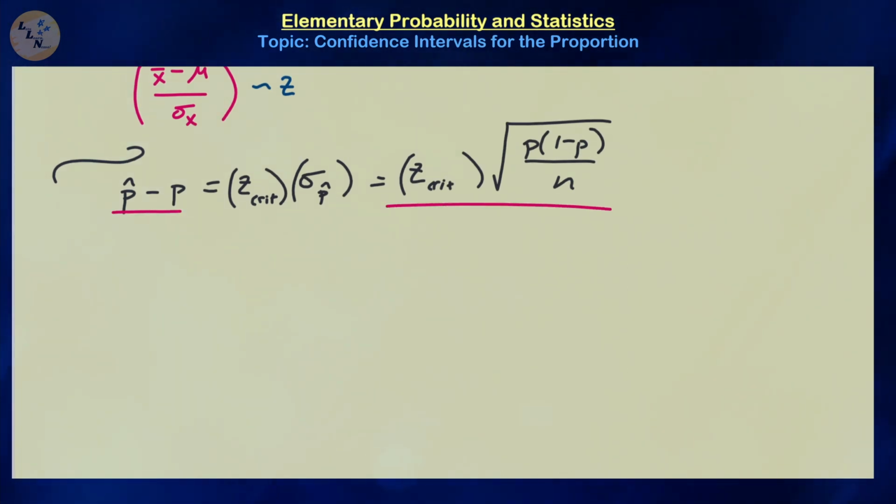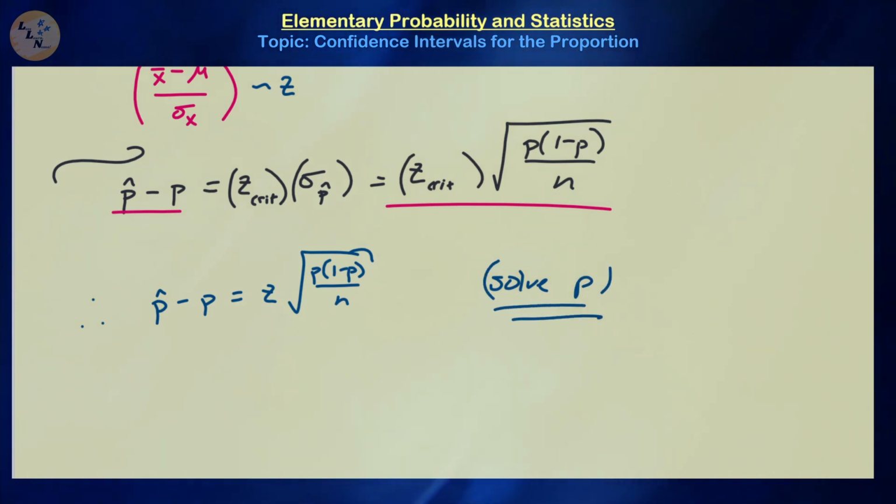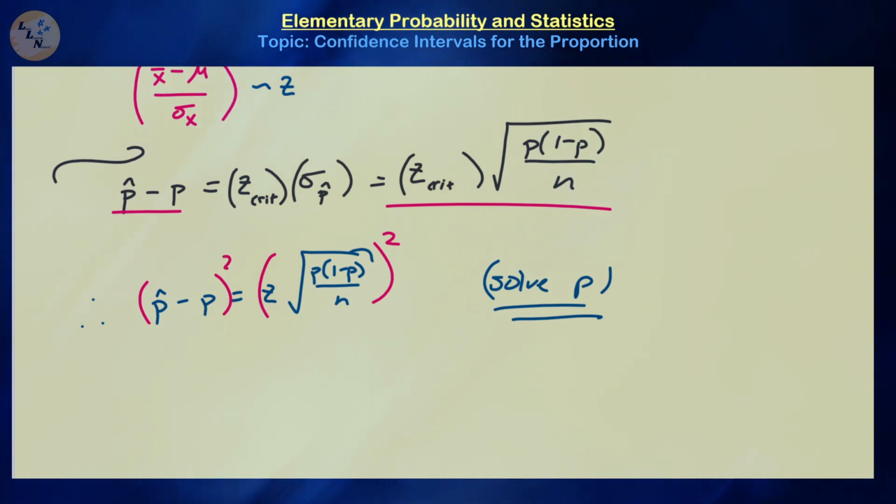So I have this is equal to that, so that gives me p hat minus p is going to be equal to z times the square root of p times 1 minus p all over n. So our goal is to find a representation for p. So let's solve this equation for it. Radicals are not good, so I'm just going to square both sides of this equation. So this square is going to apply to the square root, and that's z. And what are we going to have?